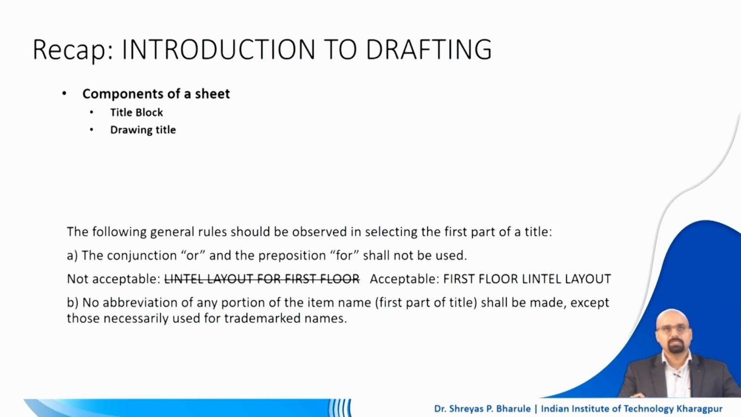Next we talk about the details and titles of the drawings. In a drawing title we usually don't use conjunctions, meaning words like or, for. That's rule number 1. So, for example, if you are doing a layout of lintels on the first floor of a building, you won't say lintel layout for first floor; that is not acceptable. The acceptable version is first floor lintel layout. That is what is to be written on the drawing sheet as the drawing title.